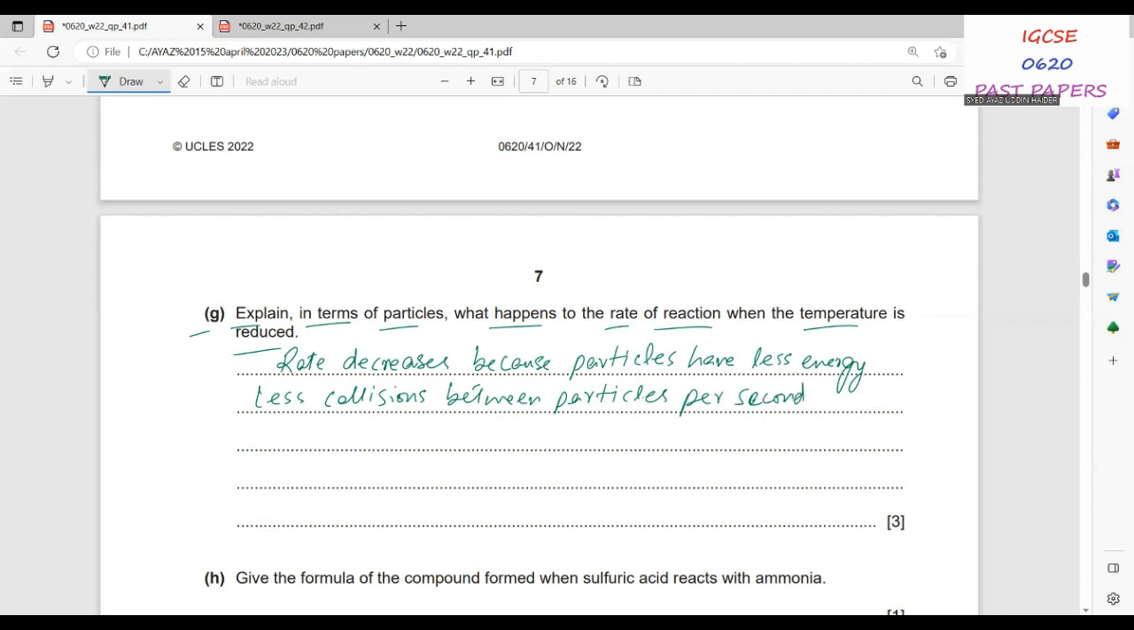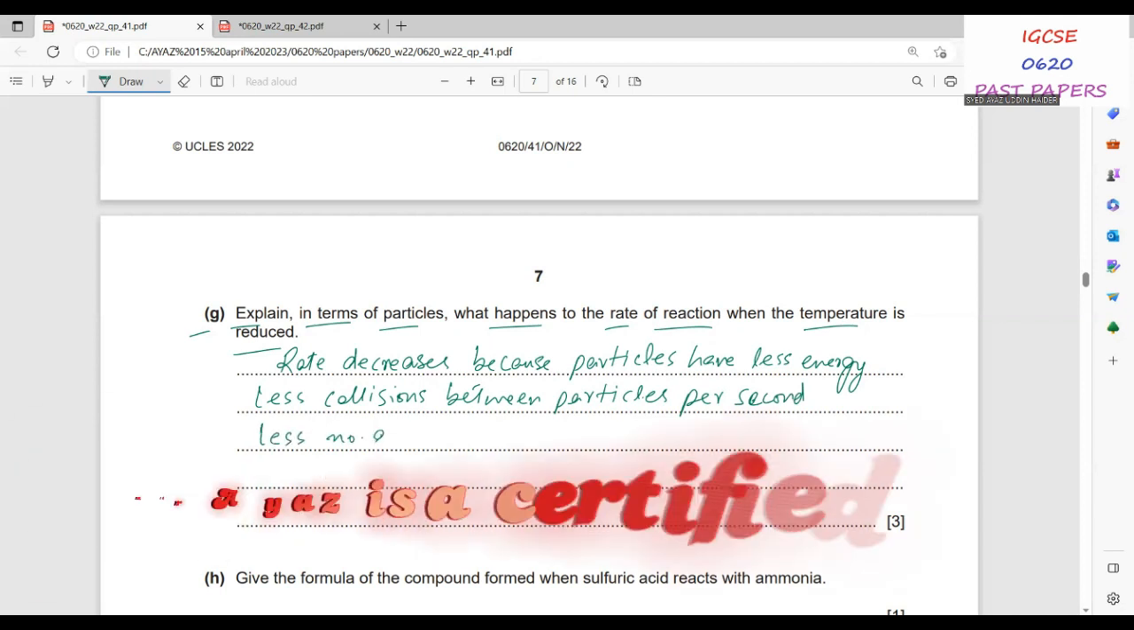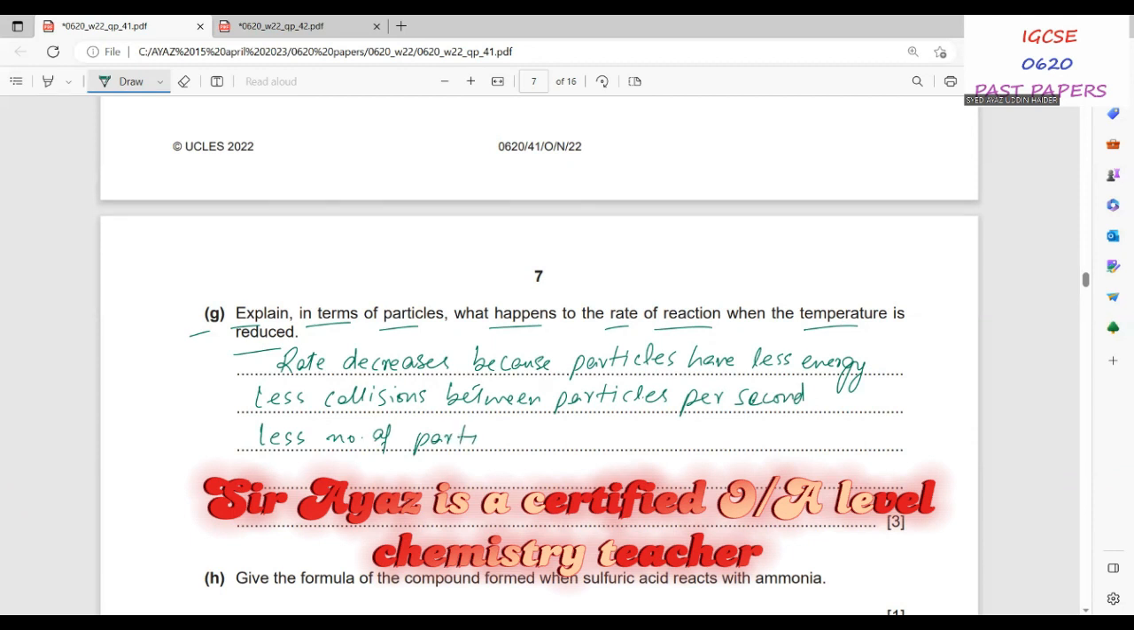Then you can write less particles have energy equal to or above the activation energy. Less number of particles have energy equal to or above activation energy.